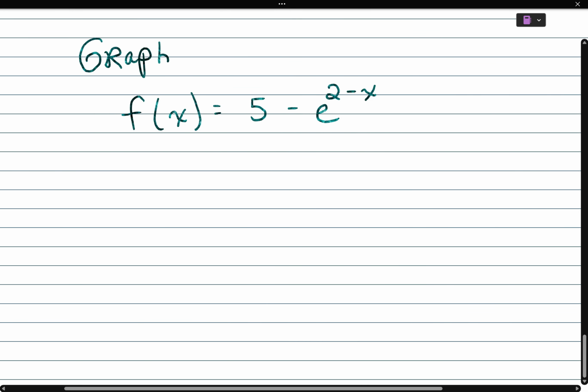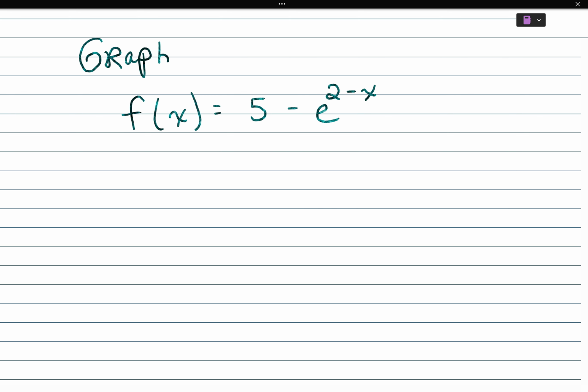Now let's take a look at the function f of x is equal to 5 minus e raised to the 2 minus x power. Remember that value of e. We said it was approximately 2.718. We talked about this earlier. So let's look at some information that can help us out.